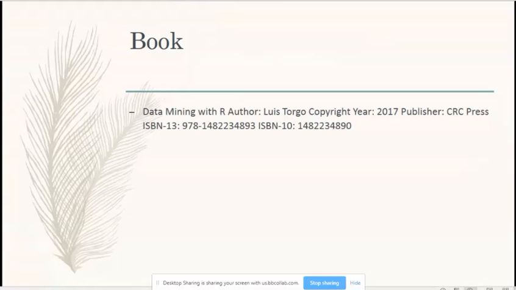The book we're using this semester is Data Mining with R by Luis Torgo, and this book is the reason that we focus so much on learning R at a lower level, so that we could understand the more advanced algorithms in this book.